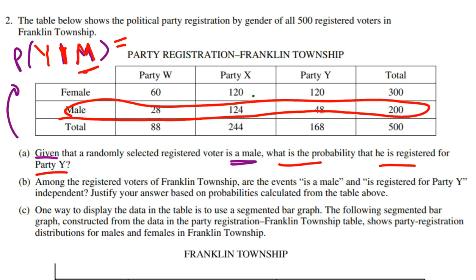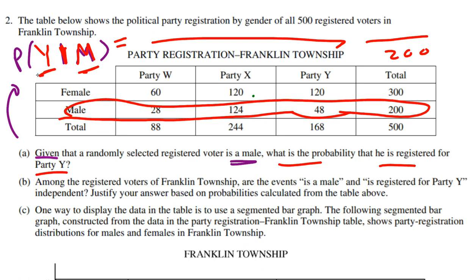So I erased, I didn't circle that so well. But what you can see here is, out of just the males, we know our denominator is going to be 200. And then our numerator is just the people in Party Y who are male. So that's 48. You can leave it that way. If you want to divide it, you can. You should get exactly 24% or 0.24. That's the answer to part A.